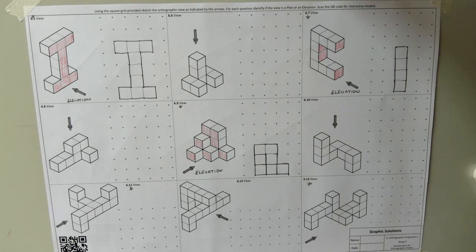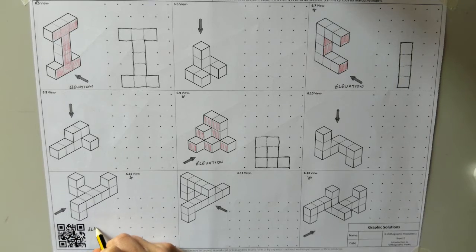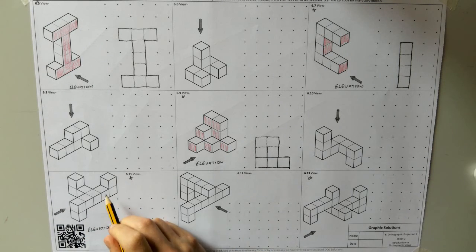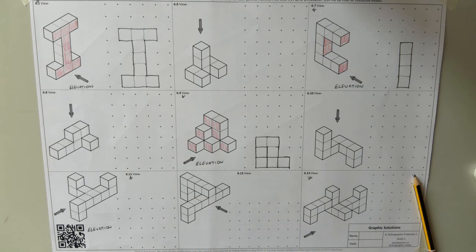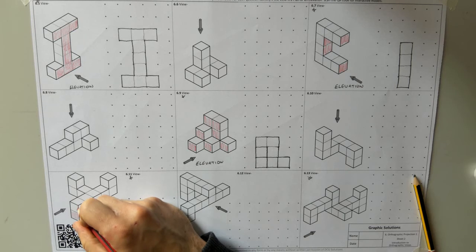For the next one then, it's activity 6.11. So this one down here. So once again it's pointing at the elevation. So make sure we put that in. And what do we see when we look in this way? Just start with the bottom first. So you can see you have that red box there and there.